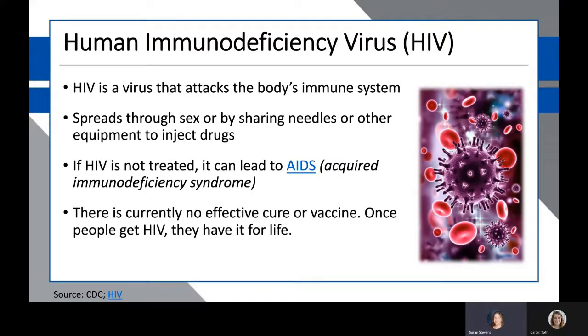Human immunodeficiency virus, otherwise known as HIV. This is a virus that attacks the body's immune system. It spreads through sex or by sharing needles or other equipment to inject drugs. If HIV is not treated, it can lead to AIDS, which is acquired immunodeficiency syndrome. There is currently no effective cure or vaccine. Once people get HIV, they have it for life, and they usually take medications daily, ongoing, for the rest of their life.